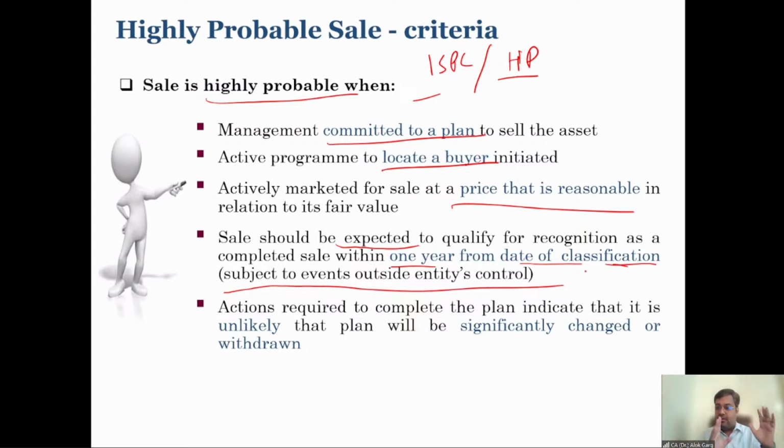Sale has not happened. It is available for immediate sale in the present condition. Management is committed. An active program to search for a buyer has been initiated. Price is reasonable. And management is expecting that, yes, we will be able to sell within 1 year, right? If some exceptional circumstances happen, then we can't say anything. But yes, in a normal scenario, we are hopeful. We are highly hopeful that we will be able to sell within 1 year, right? And the actions of the management also show that in future the management doesn't want to change its plan and will stick to their plan to sell the asset, right?